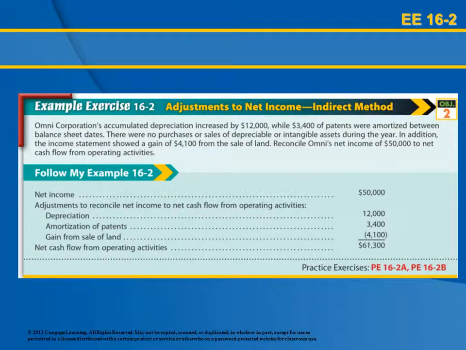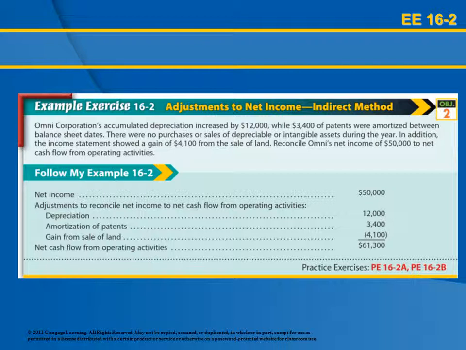Okay, so let's take a look at this. Accumulated depreciation increased by $12,000. Depreciation is always added. $3,400 of patents were amortized. Patents are an asset. Amortization of any asset is always added. There were no purchases or sales. In addition, the income showed a gain from the sale of land, so gains are always subtracted. And that's the cash flow from operating.